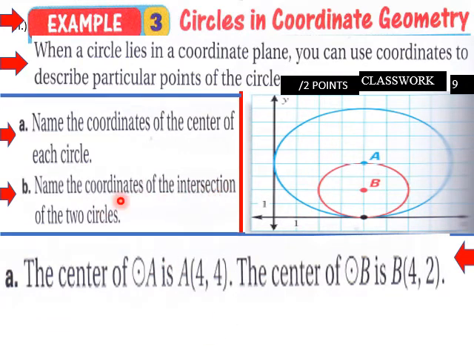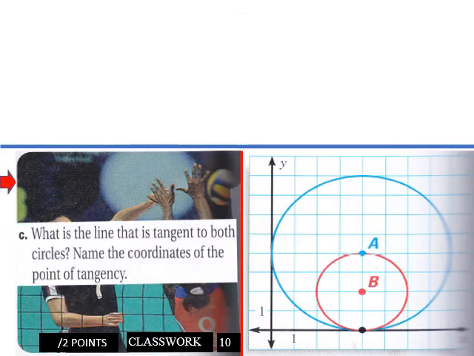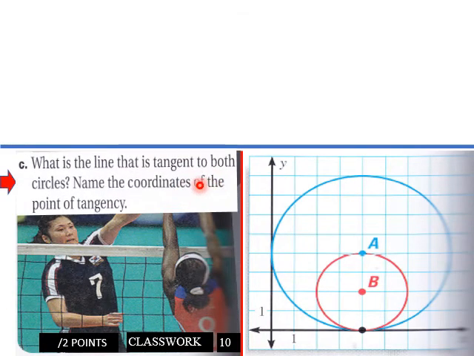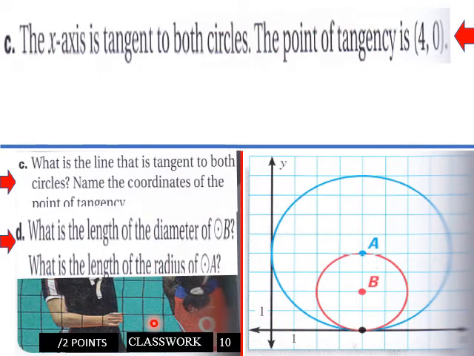And then name the coordinates of the intersection of the two circles. This would be the point of intersection there. Would be 4, 0. That would be the point of intersection between these two circles. Okay, what is the line that is tangent to both circles? Name the coordinates of the point of tangency. That would be this line here, would it not? The x-axis is tangent to both circles. The point of tangency is 4, 0, which will be here. So this would be your tangent line there.